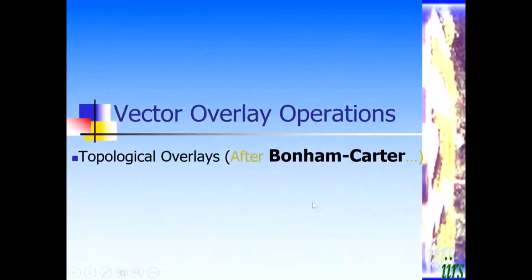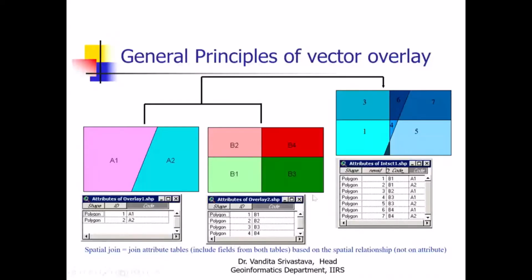Now I will talk about the vector overlay operations. They are named after Bonham Carter, the two mathematicians who had proposed these. Here there is a general principle for each of the operations, and then I will talk about the differences between various operations. Here you see that you have map A and map B. Map A has, let us say, two polygons having these attributes in their tables, and the same is for map B.